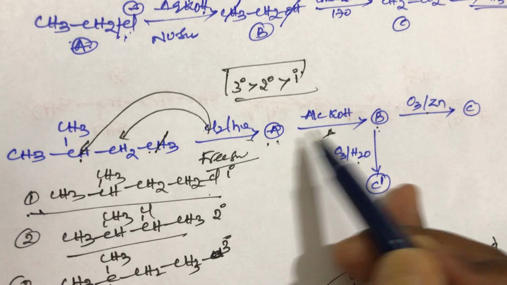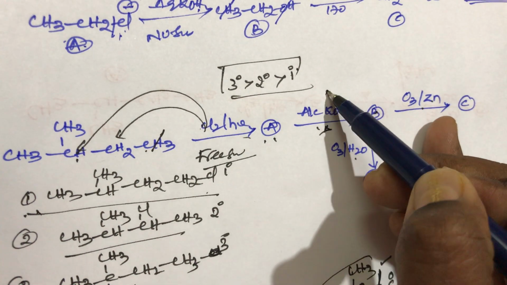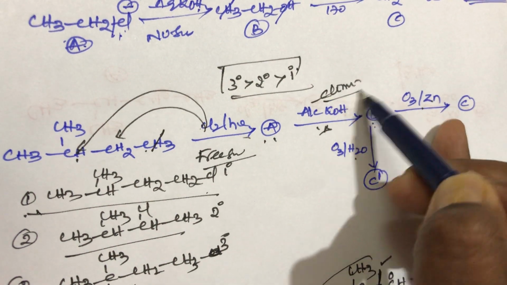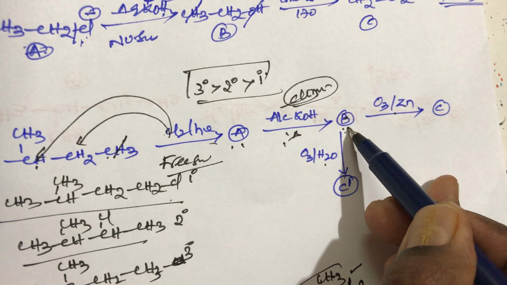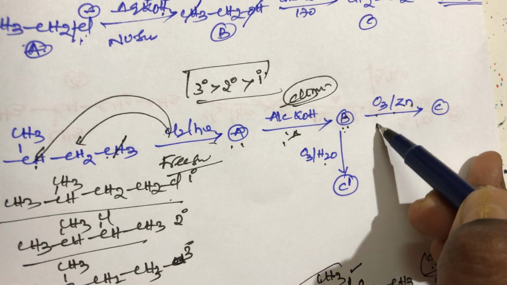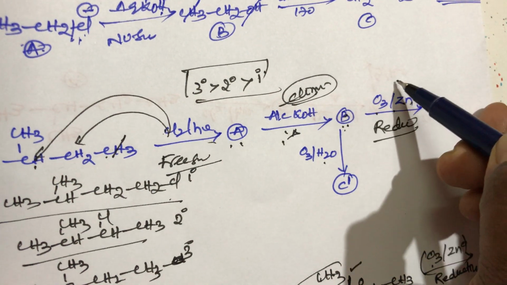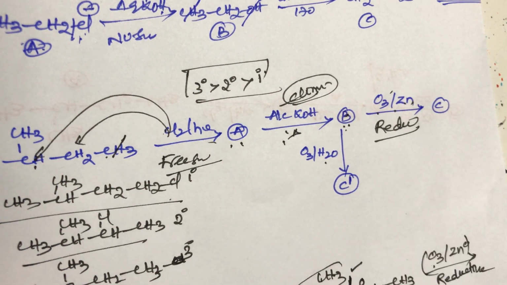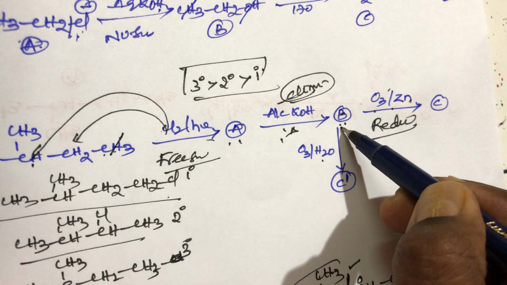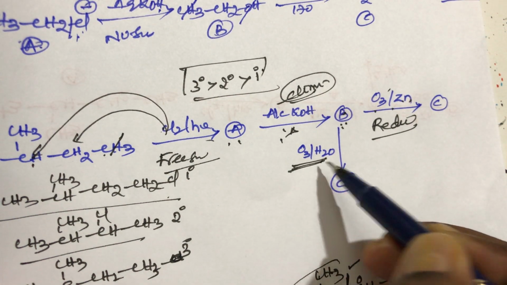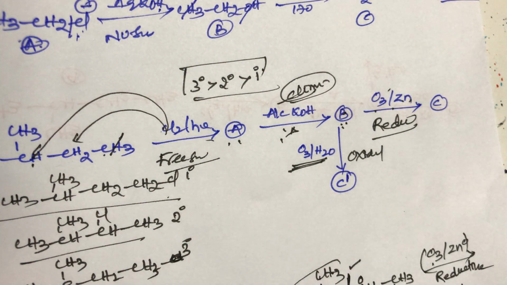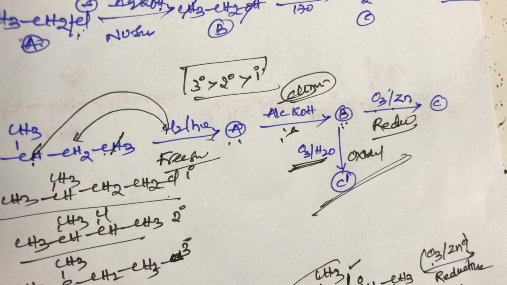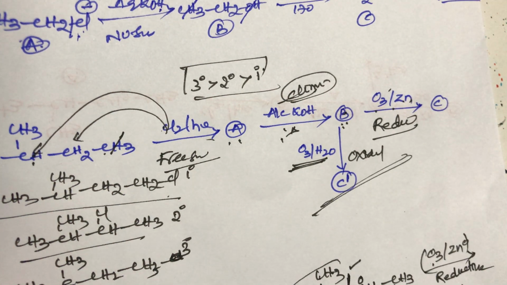When A compound reacts with alcoholic KOH to give B compound, it belongs to an elimination reaction, that is dehydrohalogenation. When B compound reacts with O3 by Zn, it is reductive ozonolysis, which means electrophilic addition. When B compound reacts with O3 in the presence of water, it is oxidative ozonolysis. Both oxidative and reductive ozonolysis belong to electrophilic addition reactions. These are the simple tricks for conversion, students.